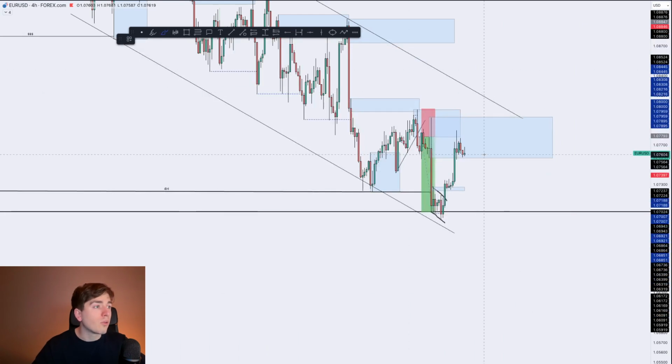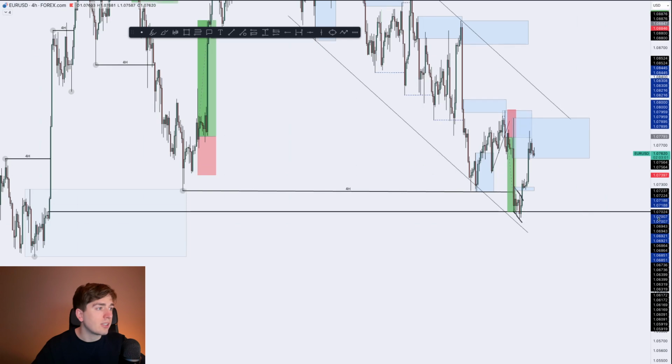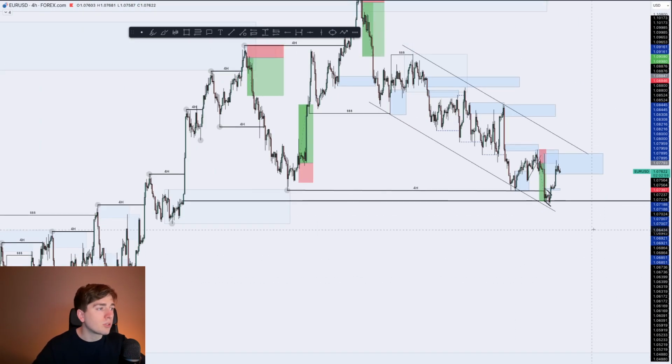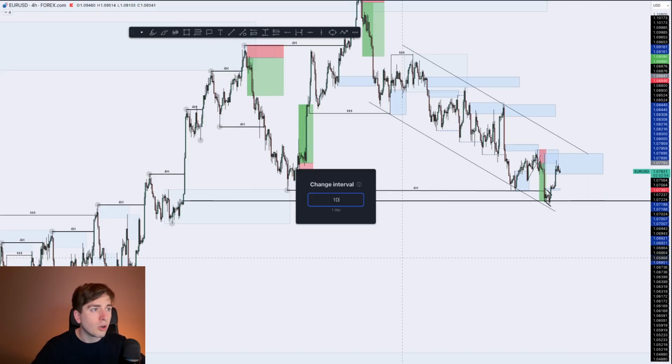Otherwise, what I'll be looking for is, in line with the overall trend, a further short towards the downside in the anticipation that the trend will continue and that we will create a new lower low.